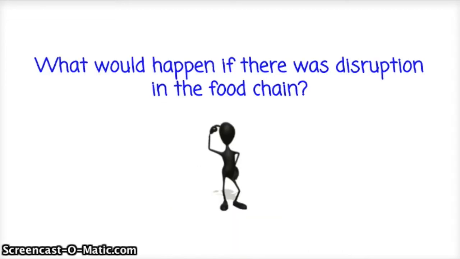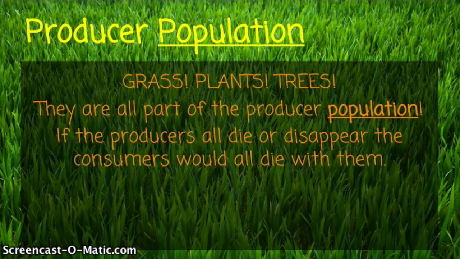What would happen if there was a disruption in the food chain? Well, first we need to know the two types of populations. First is the producer population. These are living organisms that make their own food, for example, grass, plants, and trees. If the producers all die or disappear, the consumer population would all die with them.